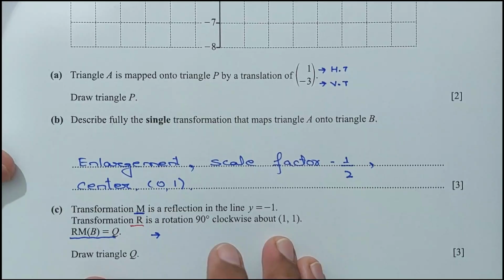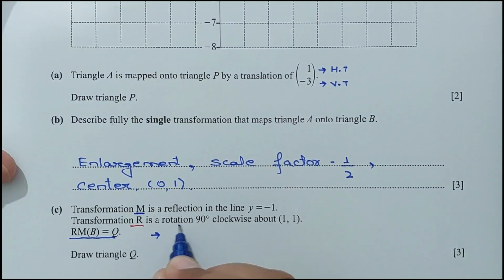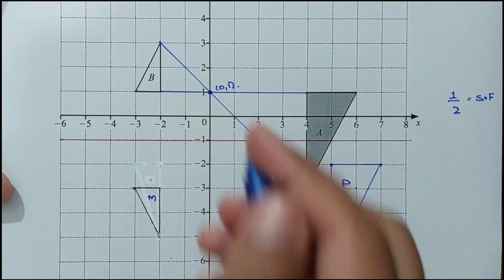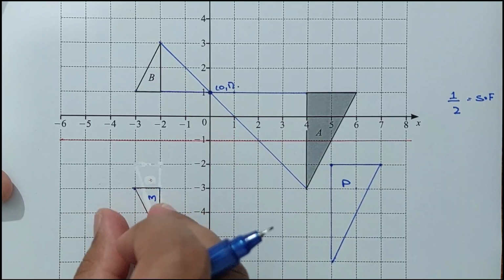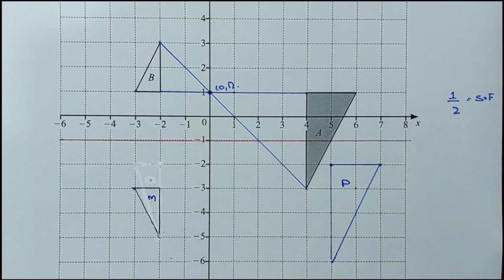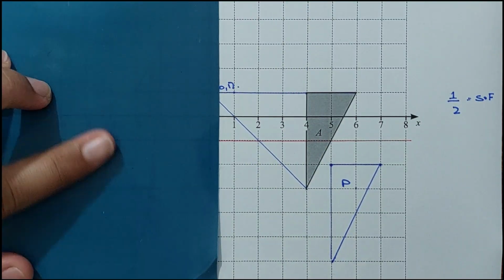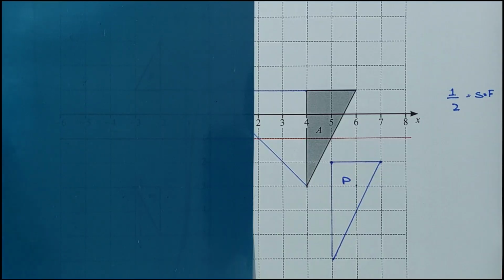Now we are done with M on B. We have applied the transformation M on triangle B. Now we have to apply the transformation R. R is a rotation of 90 degrees clockwise, and the center is (1, 1). So this is the center (1, 1). We have to rotate this 90 degrees clockwise, right? For this, let me use tracing paper. So let me trace this shape, as you can see.